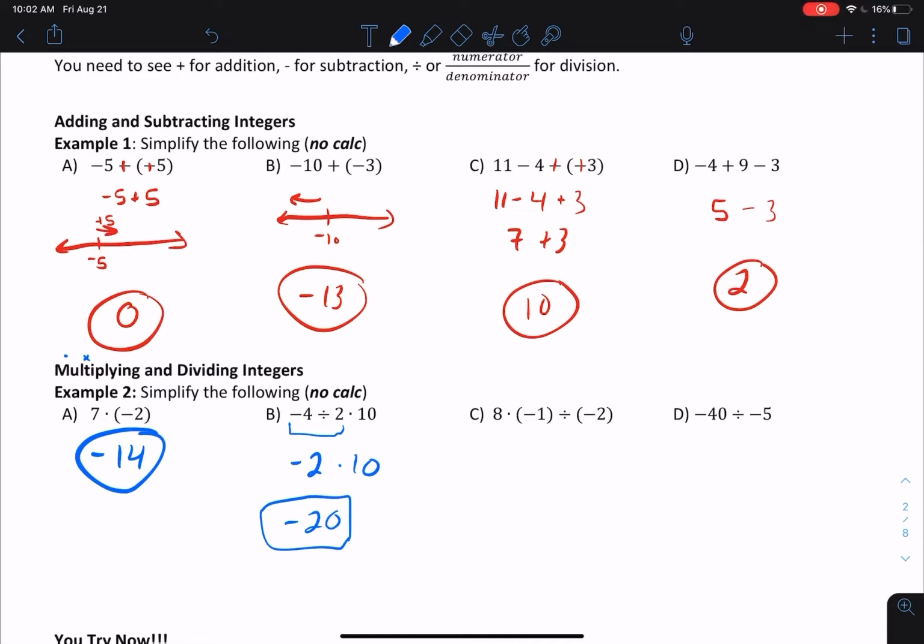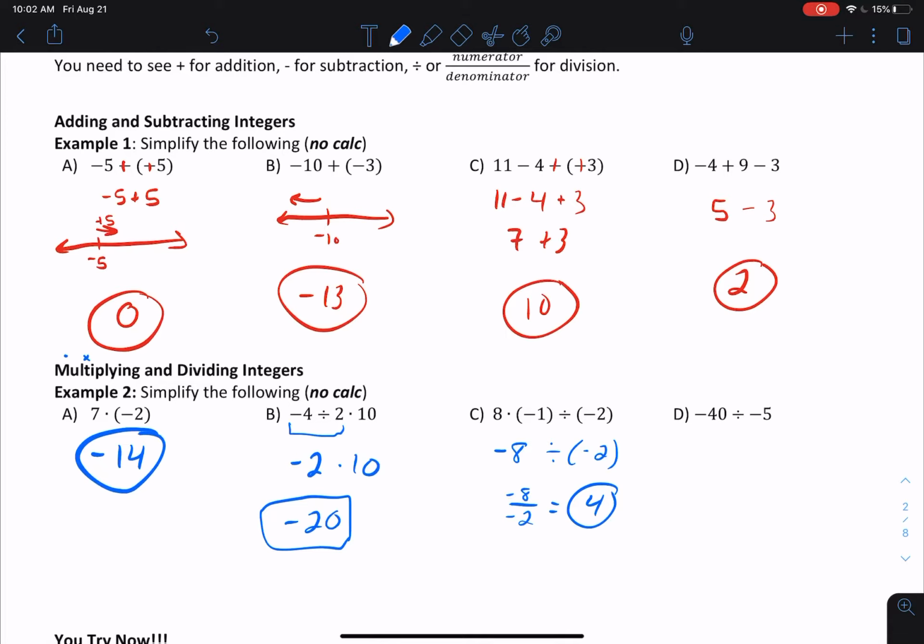Okay, next we've got 8 times -1. So that's going to give me -8. Now I need to divide that by -2. You could also see that like a fraction. Remember, division and fraction, those are related. So -8 divided by -2, a negative divided by a negative is going to be a positive. So -8 divided by -2 is going to give you 4.